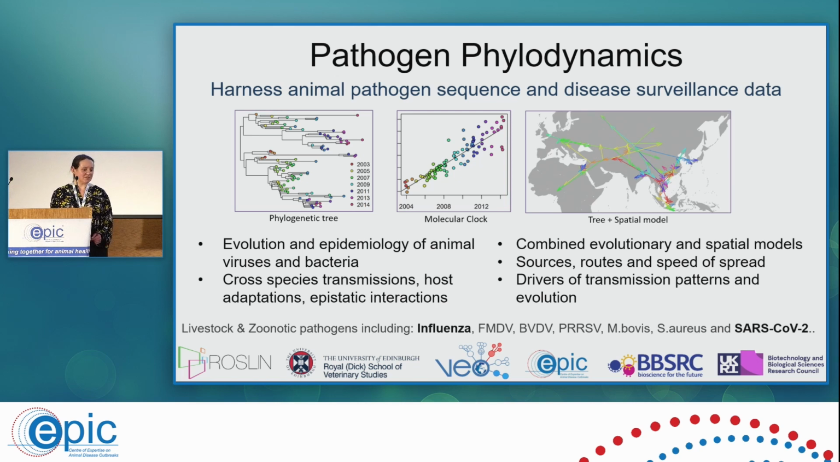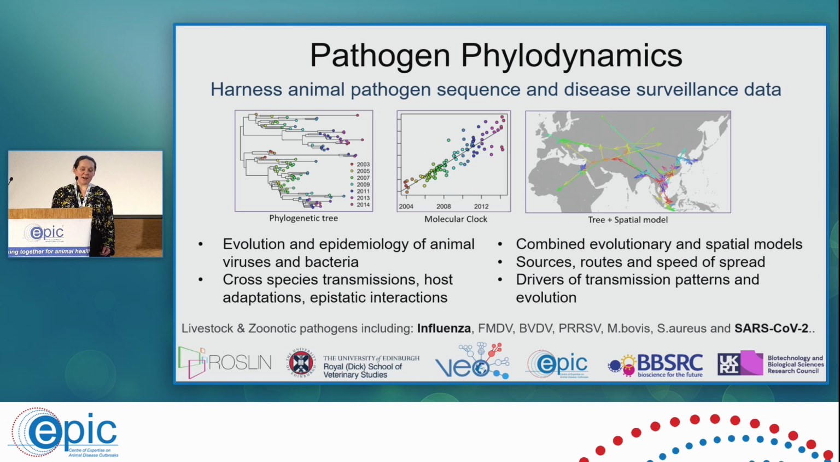This technique, though, is very powerful because you can use it for looking at the evolution and epidemiology of all kinds of animal and human viruses and bacteria. Because you're adding extra information as well as the sequences and modelling them together, you can look at things like cross-species transmissions, host adaptations, and interactions of the virus with the host.